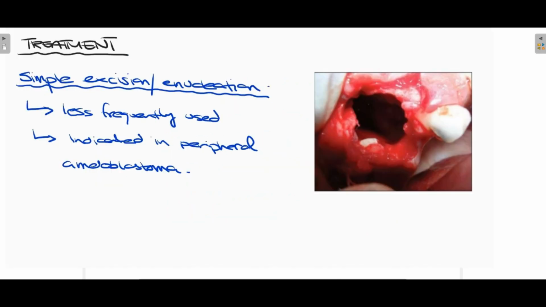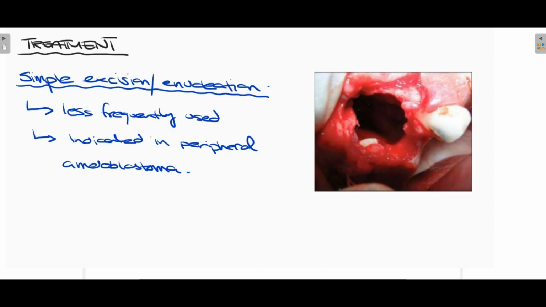Now, lastly, talking about the different treatment options that are available for a patient suffering from ameloblastoma. We talked about the clinical features, then histological features, then radiographical features, then additional investigations that can be helpful in reaching a diagnosis of ameloblastoma, and now we'll talk about the treatment options that are available.